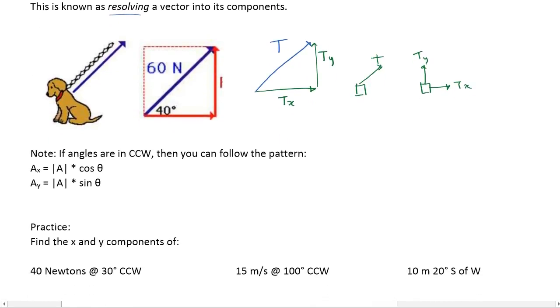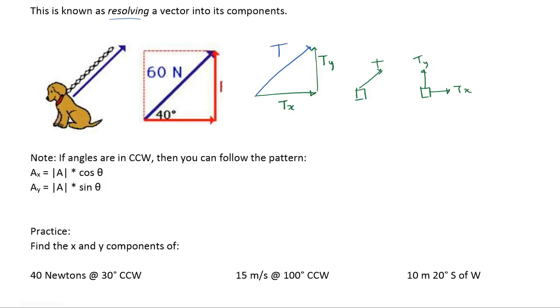Okay, so let's do this one. It's 60 newtons at 40 degrees. So my Tx would be equal to, well, let's think here. Here's 40 degrees. This side is 60.